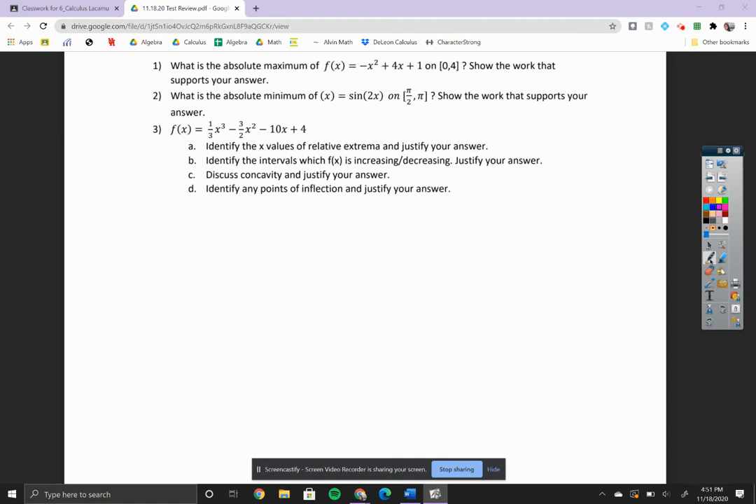So to find your absolute maximum, we need to start by finding the critical numbers, which we do by taking the first derivative. So the first derivative would be negative 2x plus 4. And then our critical numbers are wherever the first derivative equals 0 or it does not exist.